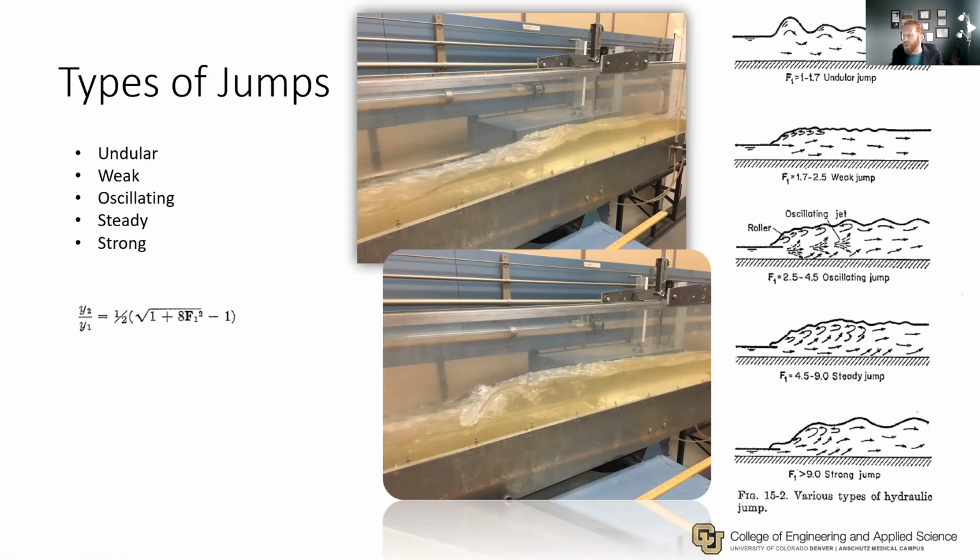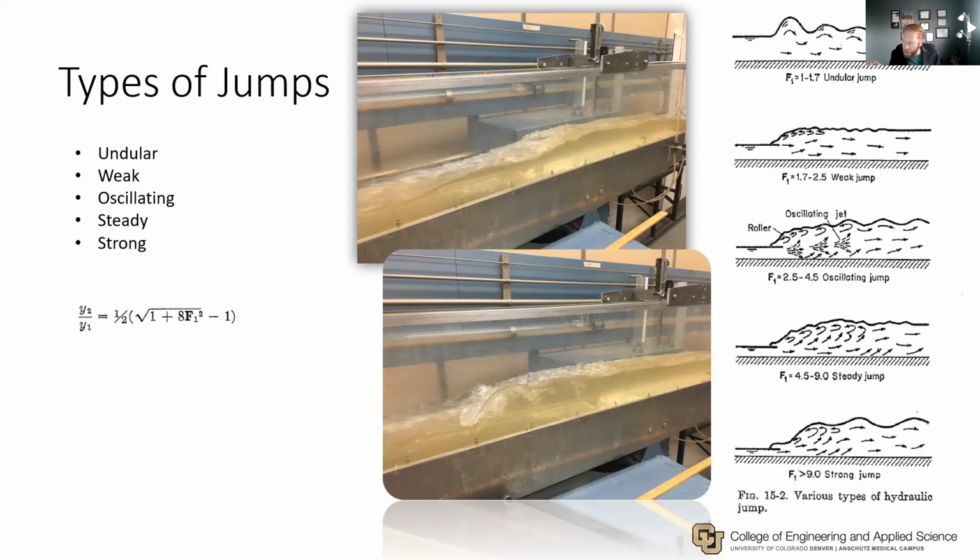And then we have a weak jump. So our Froude number is a little higher, 1.7 to 2.5, and that's the upstream Froude number. That's your supercritical flow. And that's characterized by a smooth rise in the water going from super to subcritical flow. And then as we get higher and higher on these upstream Froude numbers, we get into an oscillating jump, which is very unstable. These are characterized as an unstable jump, and it's whenever your upstream Froude number is between 2.5 and 4.5. And then if we get past 4.5, we get into steady and strong jumps.